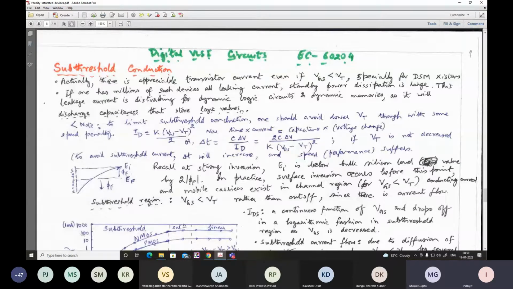Now, to limit the subthreshold current, one should avoid lower VT. Why? Although the terminal voltage is coming down with downscaling of the device, people resisted the temptation to bring down the threshold voltage. If you bring down the threshold voltage, the power dissipation will increase, because with a slight increase in VGS the transistors will start conducting current, and that will lead to undesired power dissipation. So to limit the power dissipation, VT was not decreased as the terminal voltage was decreased.